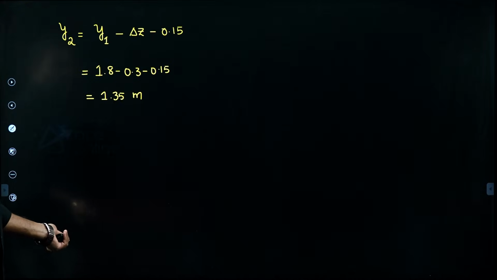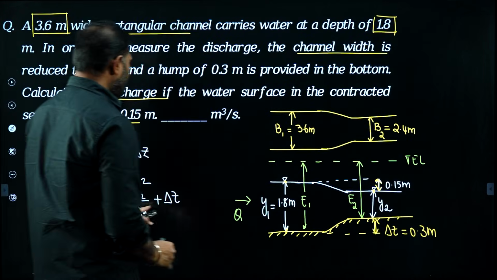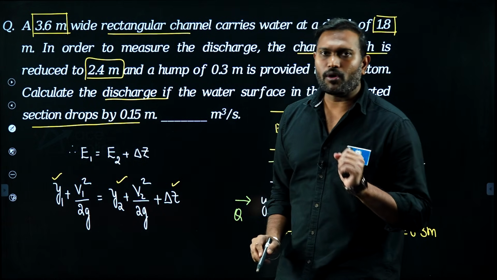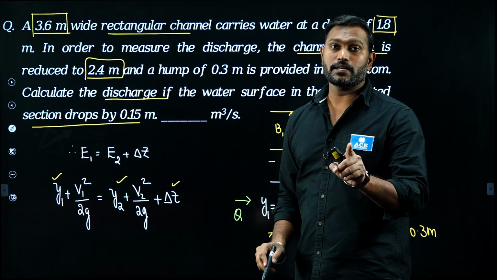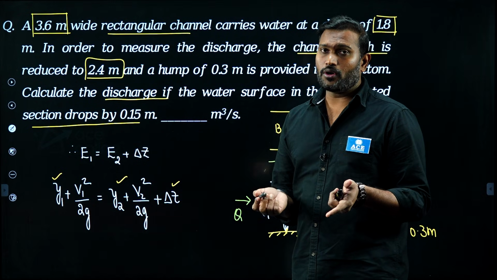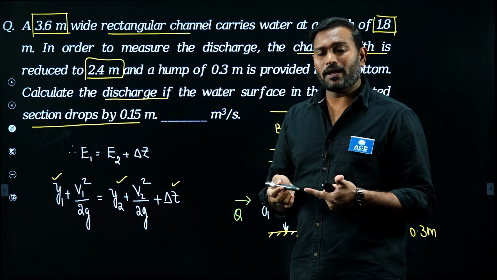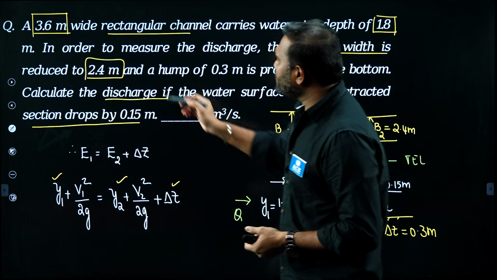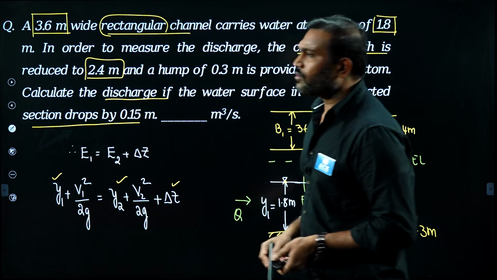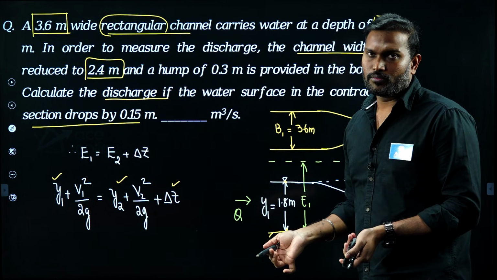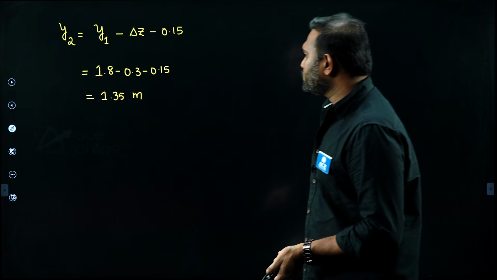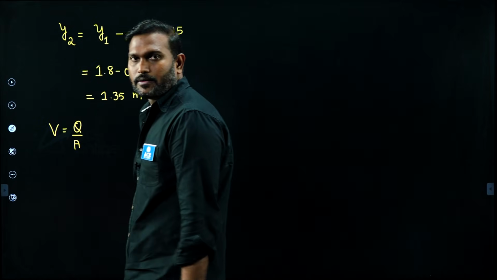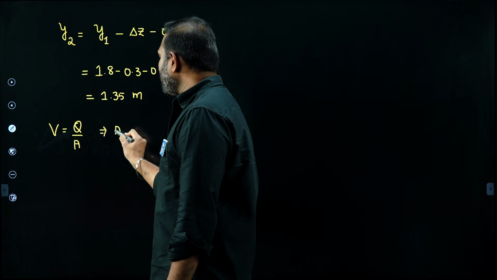So, once we know that, I know y1, I know y2, I know delta z. But what do we require? We require discharge. Do we know the velocities? No. But can we find that velocity as discharge by area? Yes. What is area? And given is a rectangular channel only, right? So, what is the area? A1 and A2. You see, we can write V as Q by A, right? So, first we need to find out A1.